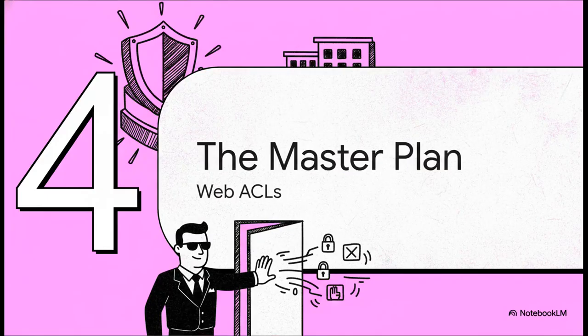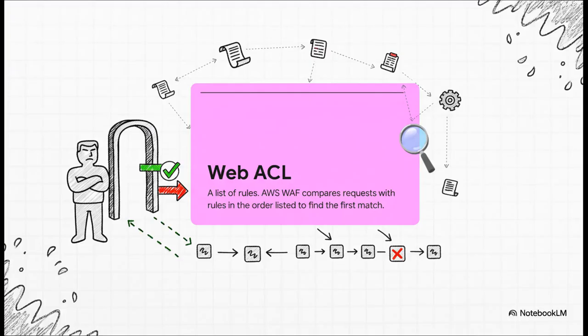All right, we have our conditions, our checklist items. We have our rules, our instructions. The final step is combining them all into the master plan, the Web Access Control List, or the Web ACL. A Web ACL is basically a collection of all your rules, but, and this is super important, it's a prioritized list. The WAF checks requests against your rules one by one in the exact order you set. And as soon as a rule matches, bam, its action is taken and the whole process stops. This means the order of your rules matters a lot.